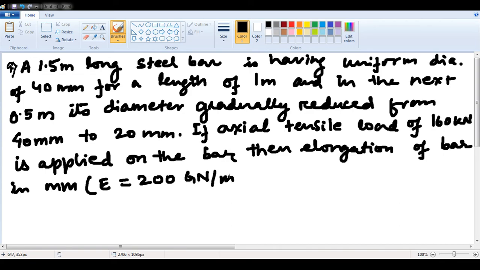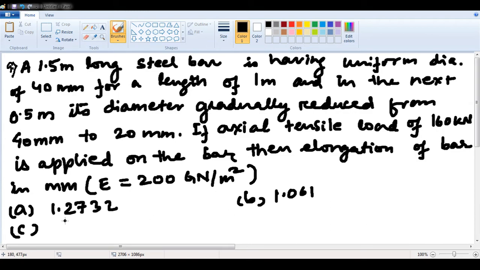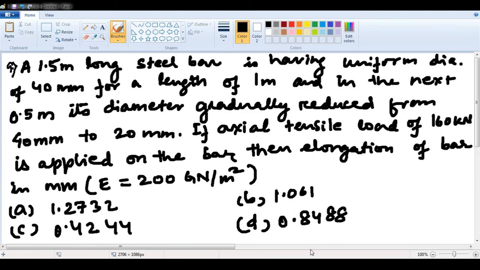200 giganewton per meter square, and the options are: A is 1.2732, B is 1.061, C is 0.4244, and D is 0.8488, right? Here the question is given as a 1.5 meter long steel bar is having uniform diameter.